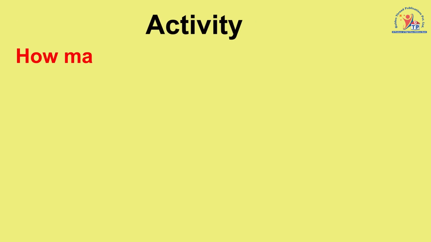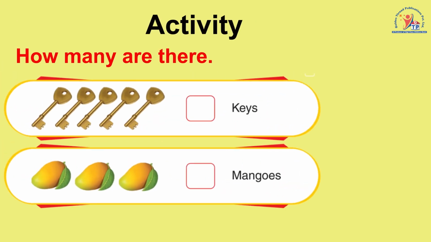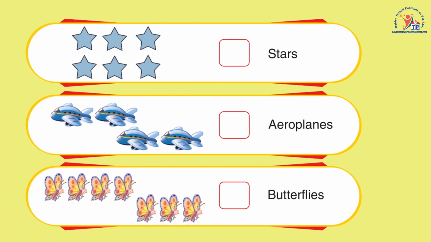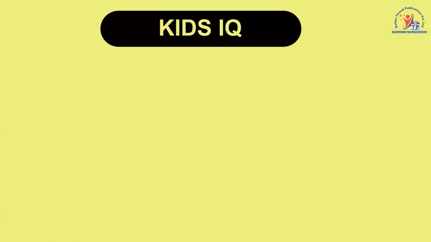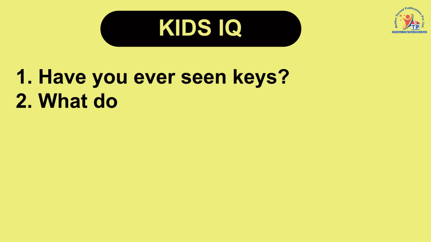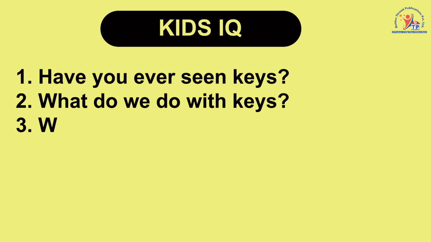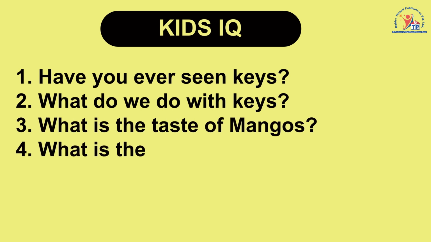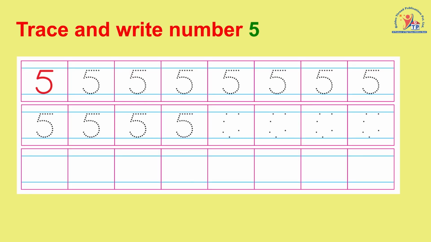Activity: how many are there? Keys, mangoes, stars, airplanes, butterflies. Kids IQ. 1. Have you ever seen keys? 2. What do we do with keys? 3. What is the taste of mangoes? 4. What is the color of a mango? Trace and write the number 5.